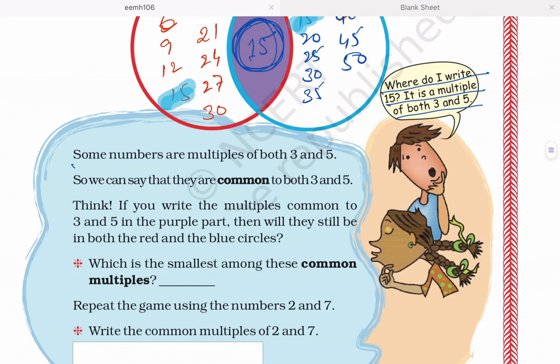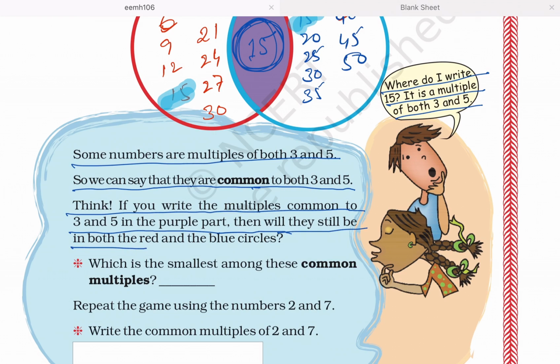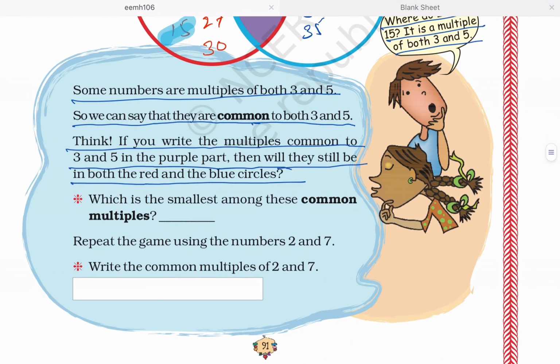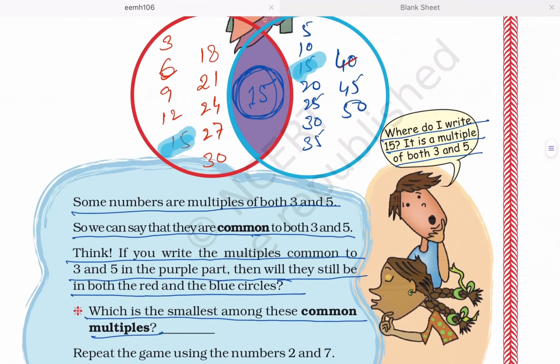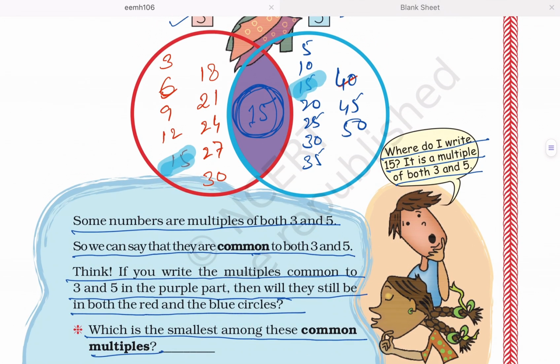Here some numbers are multiples of both 3 and 5, so we can say that they are common to both 3 and 5. Think, if you write the multiples common to 3 and 5 in a purple part, then will they still be in both the red and blue circle? Which is the smallest among these common multiples? This is 15.